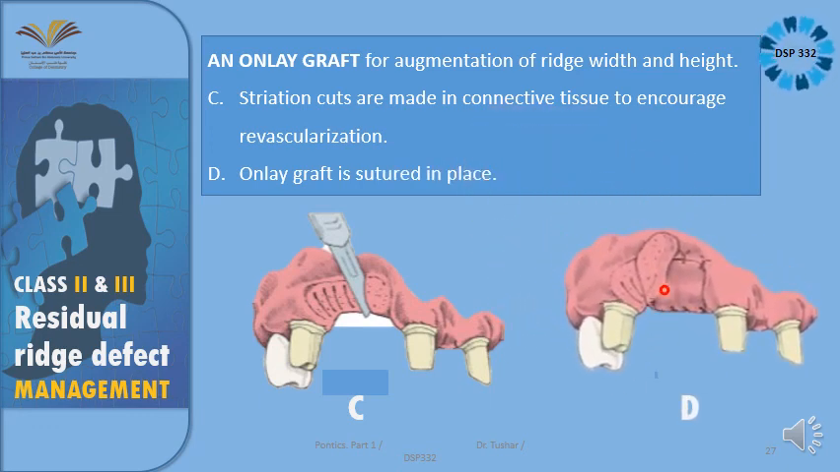Now can you see, we have taken another graft, and that graft we have placed onto this revascularization area, so that there will be proper blood supply for this graft, right? And there will be proper healing. So this technique is called the onlay graft technique for management of your class 2 and class 3 ridge defect. Understood?